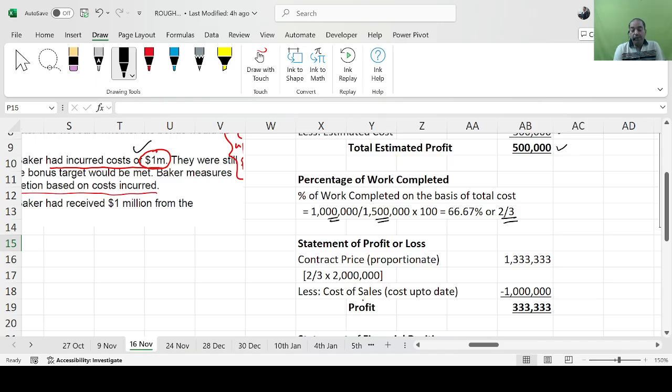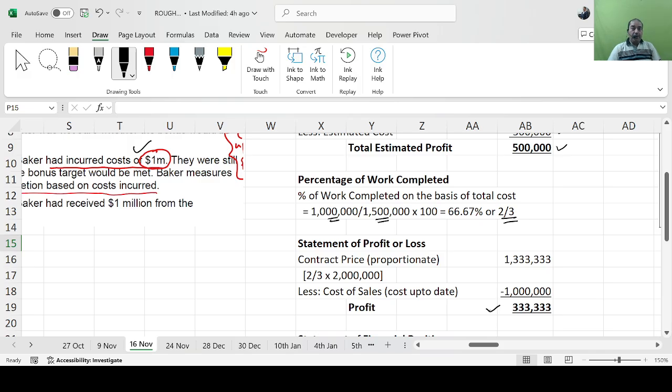Okay. Less from that, the cost incurred up to date in the current year, that is $1 million. So 1.333 minus 1 million, your current year's profit that you can show in the profit and loss account is $333,333. Correct? So step number 3 is over. First we started with estimation of total profit. Second step was calculation of percentage of work completed. Step 3 was how much profit to be shown in the profit and loss account.